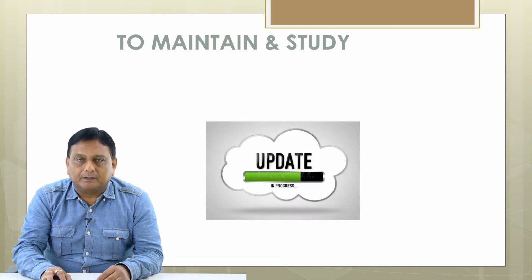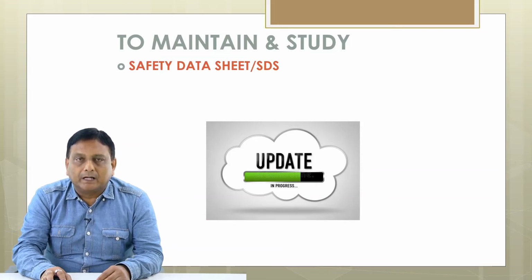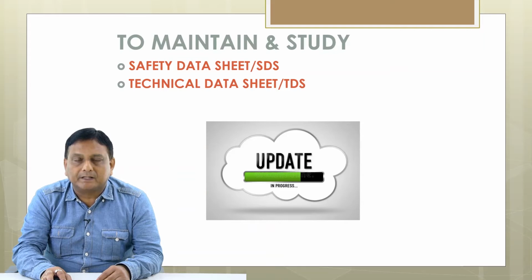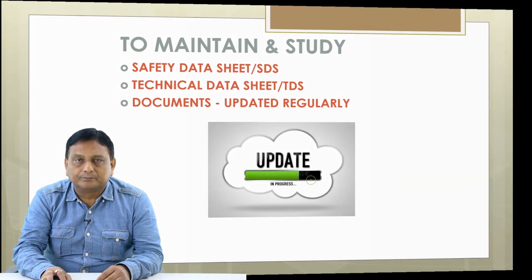And it must be updated. This is a very dynamic list. The RSL list is getting updated on a regular basis by the brand. So, new chemicals are coming into different processes, and we need to study the safety data sheet of all the chemicals, and the technical data sheet also plays an important role. What are the important features of those chemicals and what are the application methods of those chemicals? So, documentation plays an important role here, and it must be updated on a regular basis.